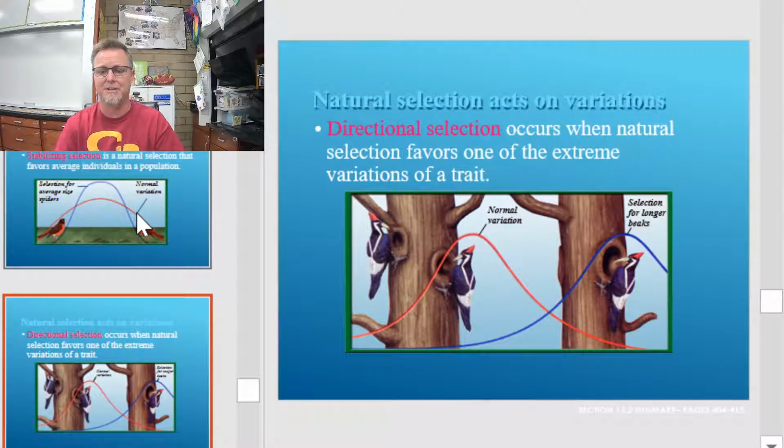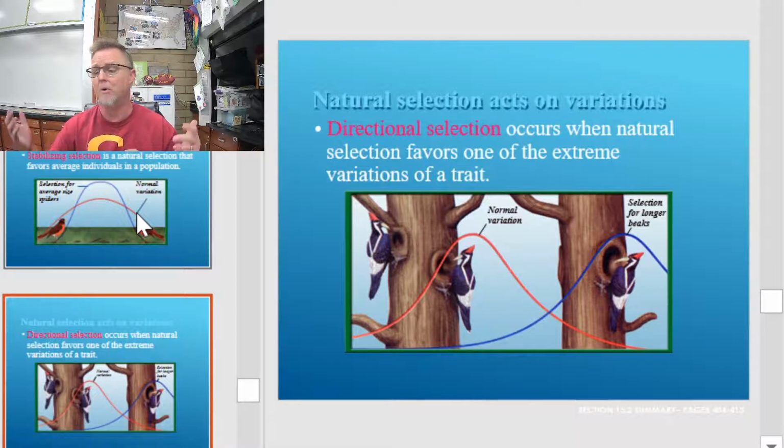This is directional selection. So directional selection occurs when nature basically favors one extreme form of a trait versus another. So we got these woodpeckers here. Directional selection is going on when we think about the length of the woodpecker beak. So the idea here is that you got a population of woodpeckers. Some are born with itty bitty noses, and then some are born with gigantic schnozolas.